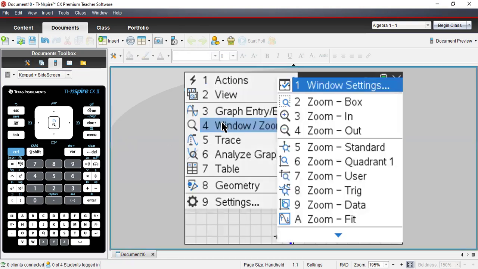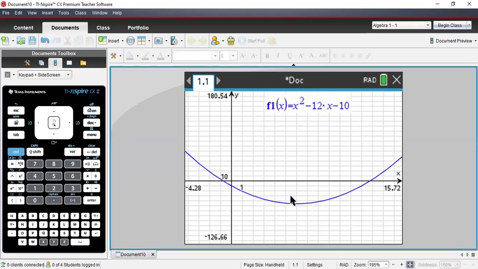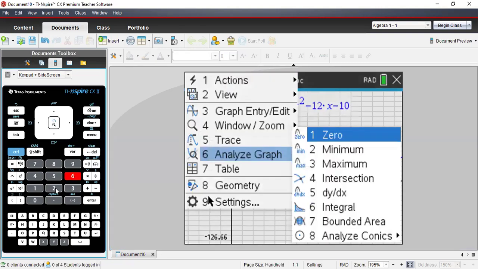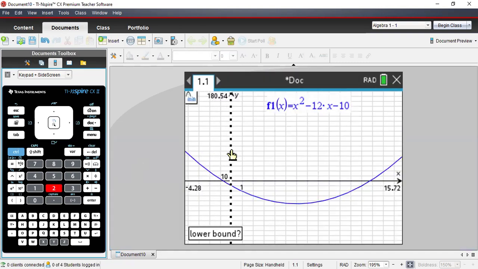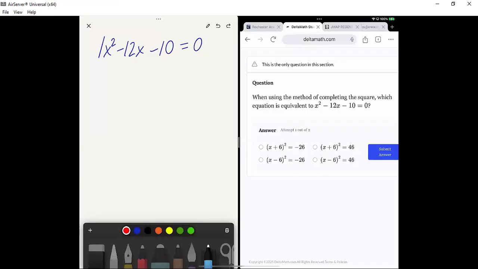I'm going to go window, and then I'm just going to fit the quadratic on the page. So I'm going to pull it over a little bit. Here's the minimum. So I'm just going to go menu 6, 2, start on the left, pull it to the right. So here is my minimum. Let's go back to the iPad because now that's all I need. So once I go back here, it's going to be 6, negative 46.